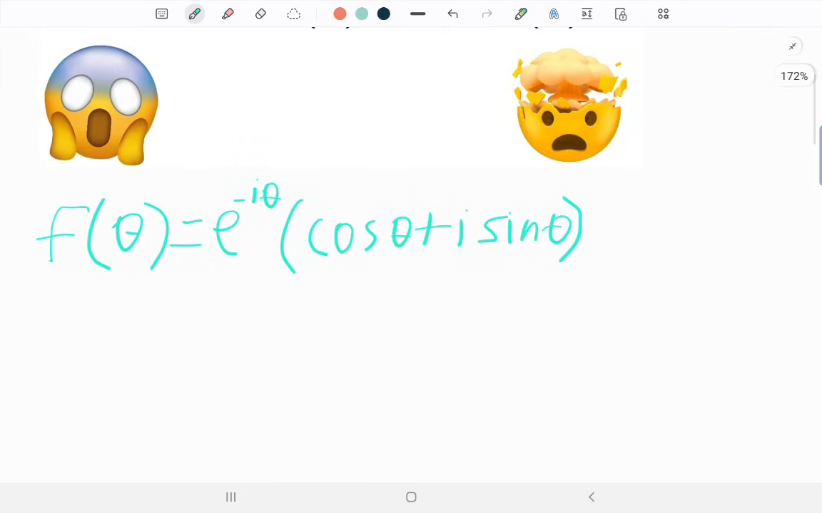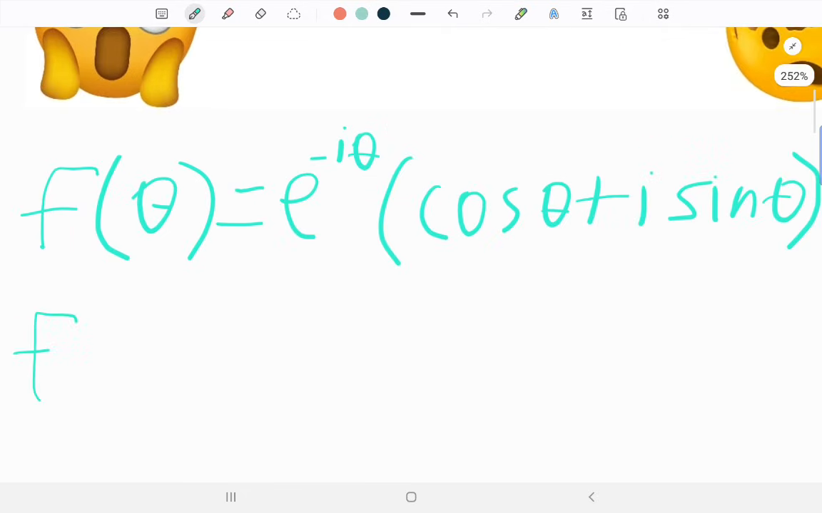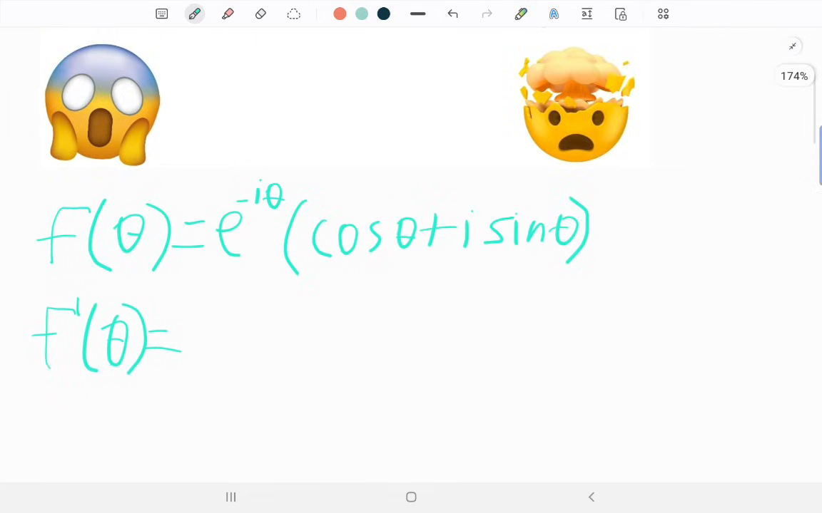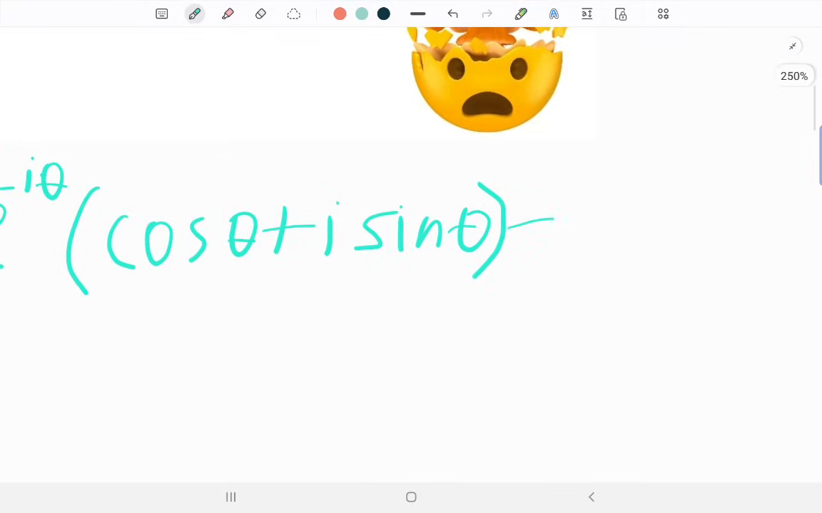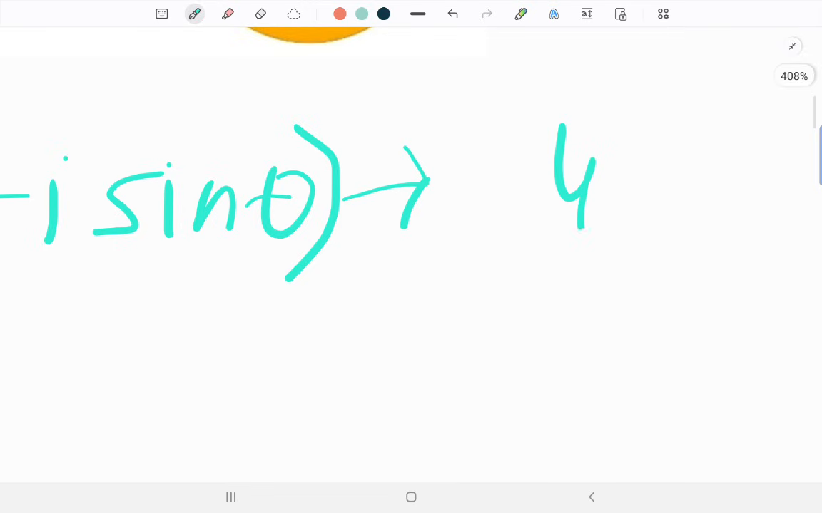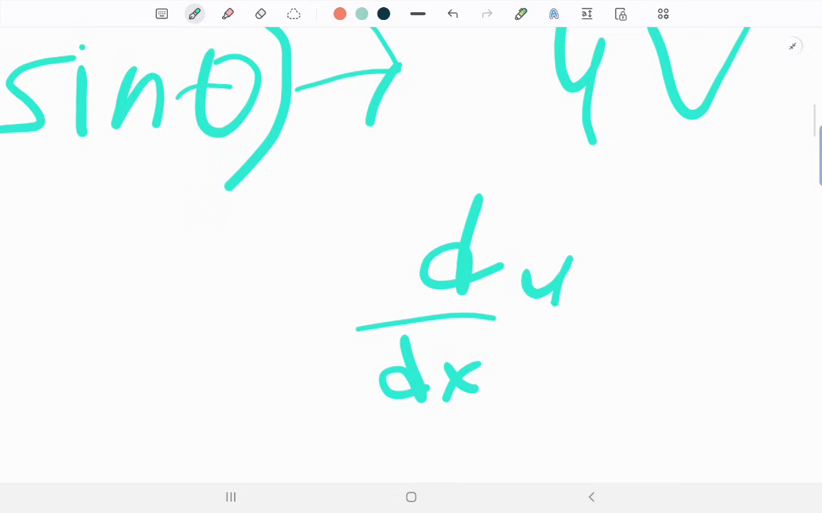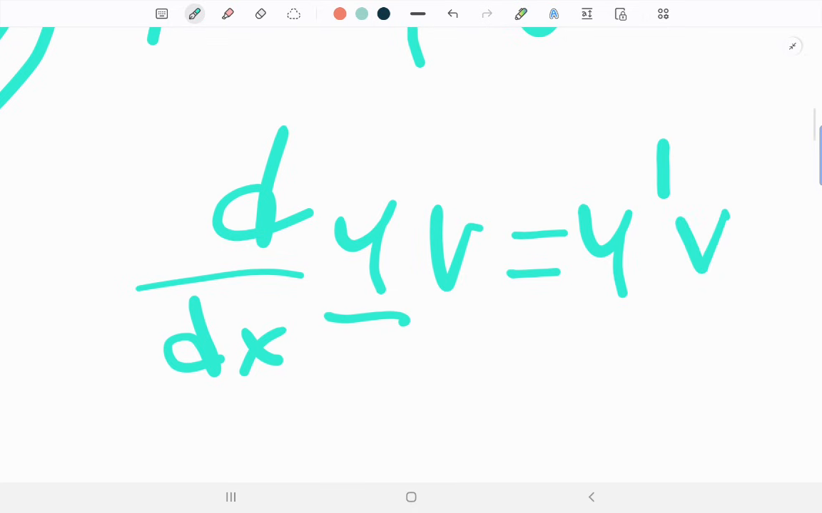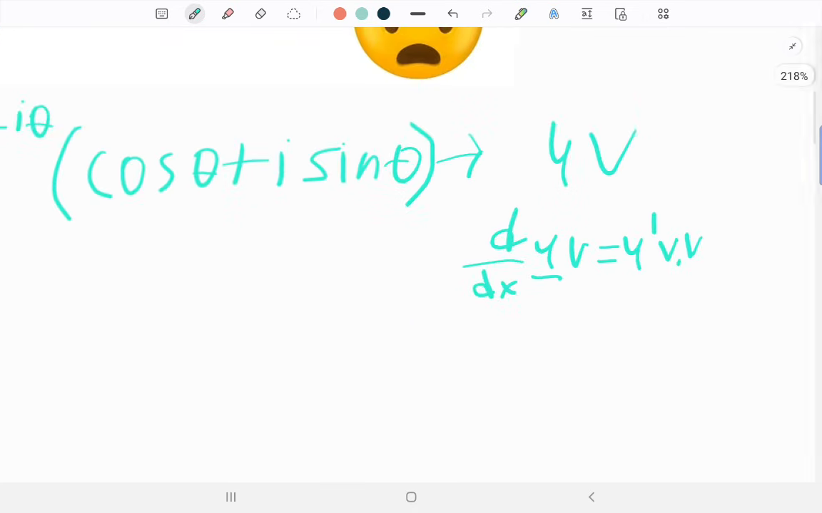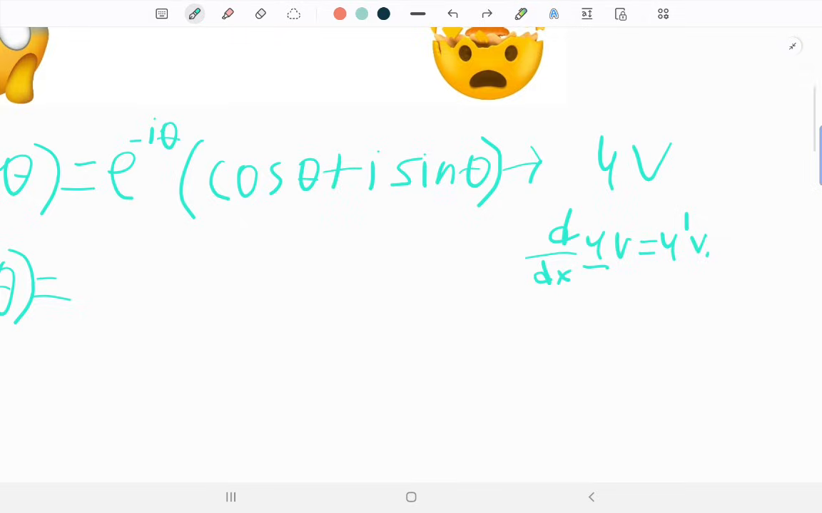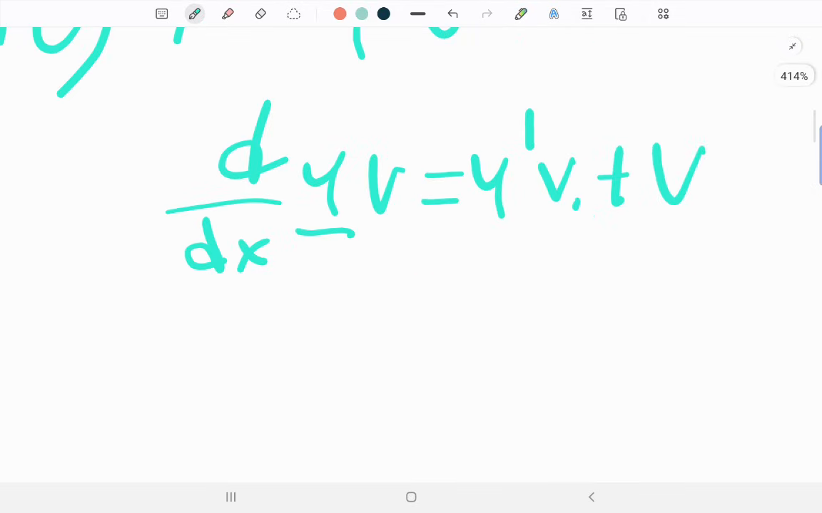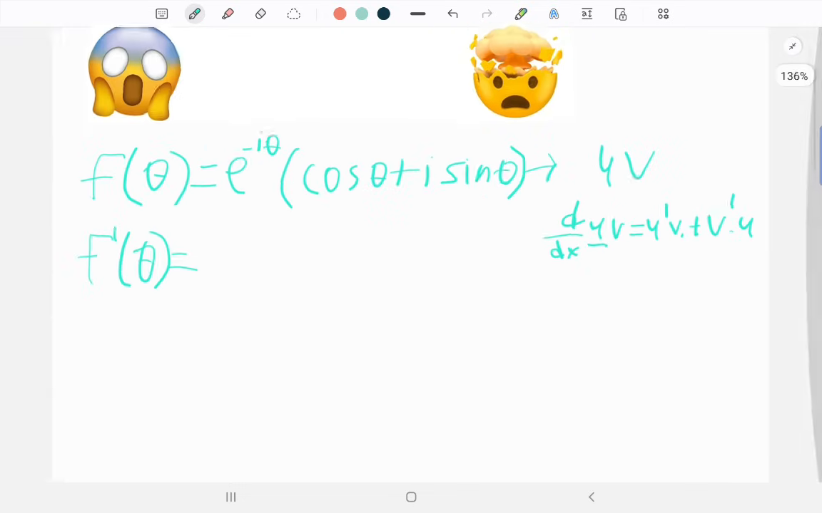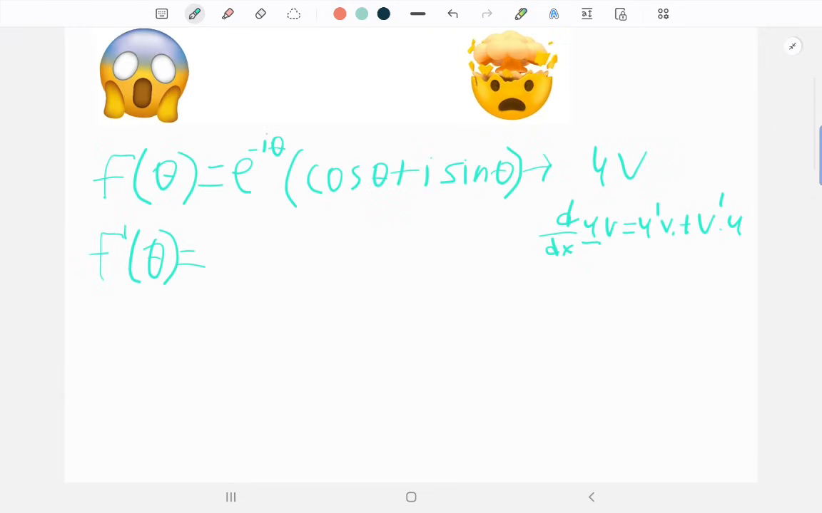Therefore, we can simply apply the derivative to both sides, so f prime of theta. We can also see that this resembles the form u times v. So if we take the derivative of both sides, it becomes the derivative of the first, the u, times v, and then we add the derivative of v times u. So we can simply use this to our advantage.